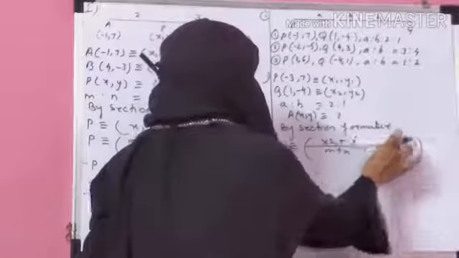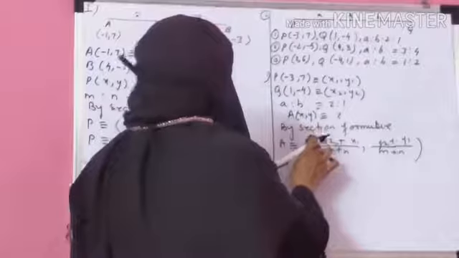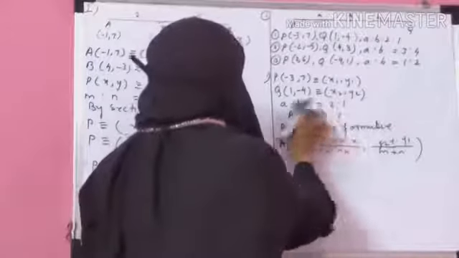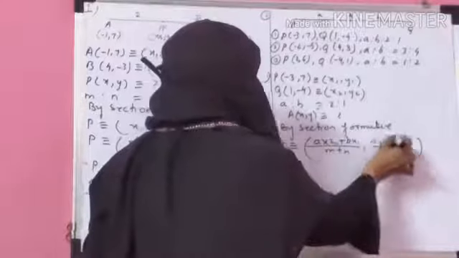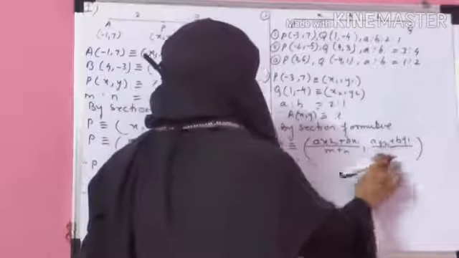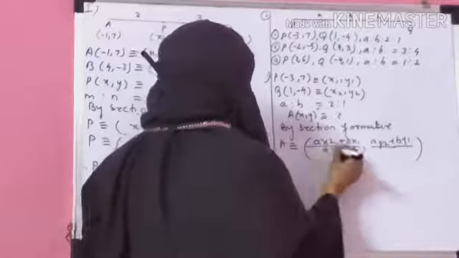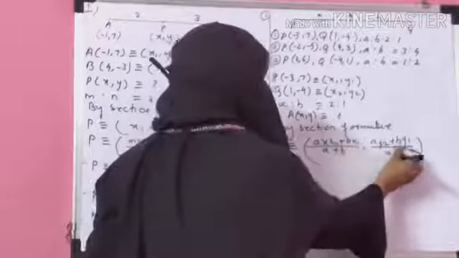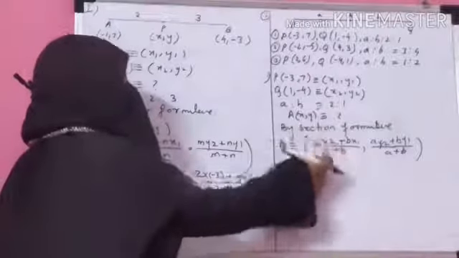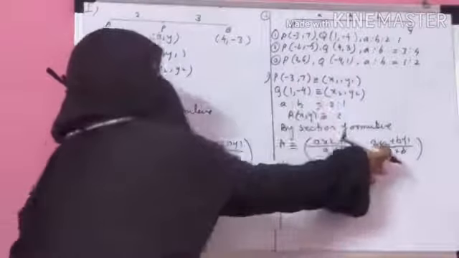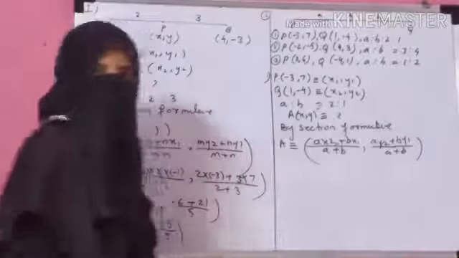Now replace these ratios. In place of m you have to use a, and in place of n write b. So ax2 + bx1, ay2 + by1. Here, in place of m plus n, a plus b. Got it? mx2 plus nx1: in place of m write a, in place of n write b. So a plus b. Okay.